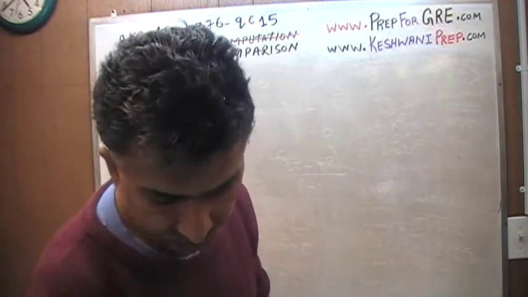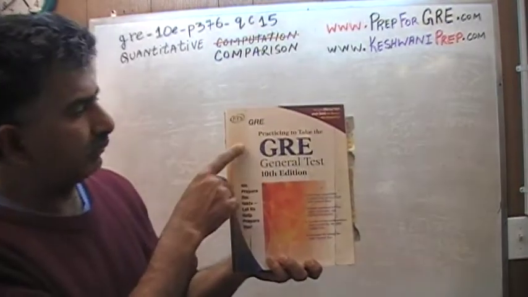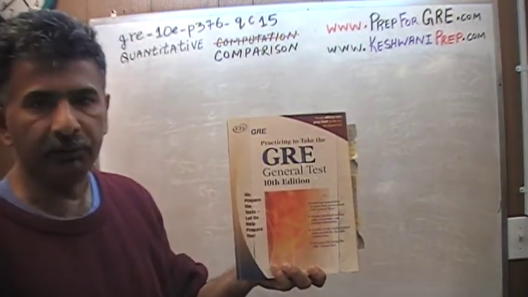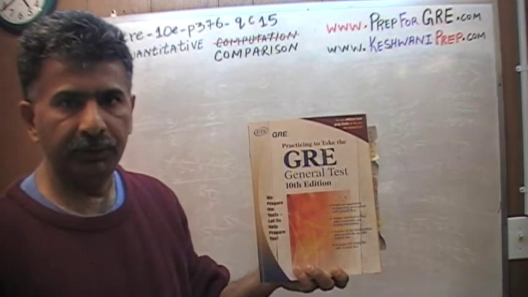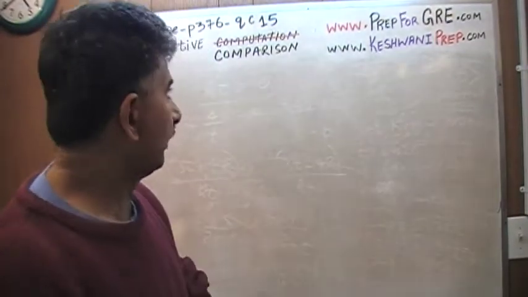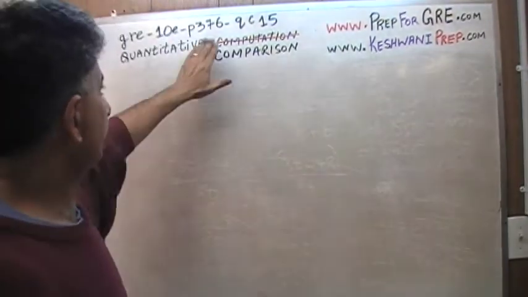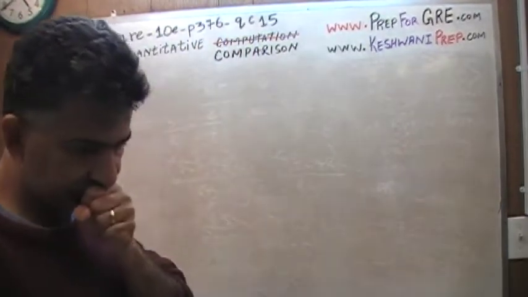Keshwani. I have been solving math problems for the GRE out of this book, practicing to take the GRE General Test, 10th edition. If you do not own this book already, purchase one immediately. You're going to need it in order to prepare for the exam. The problem that I'm about to solve is on page number 376, quantitative comparison question number 15.